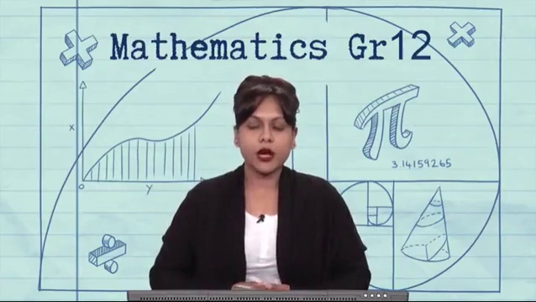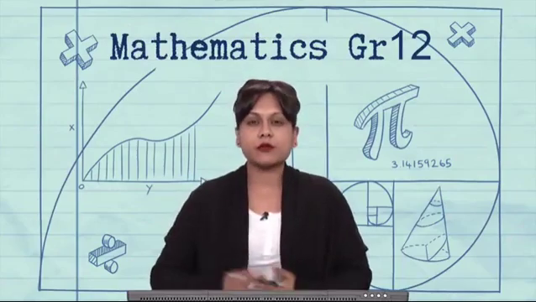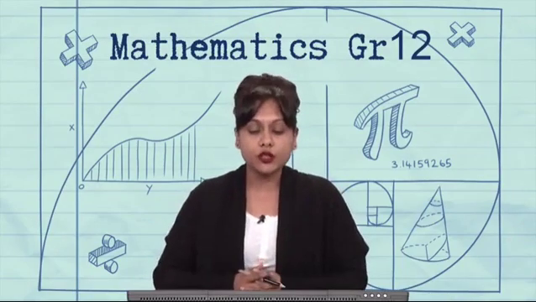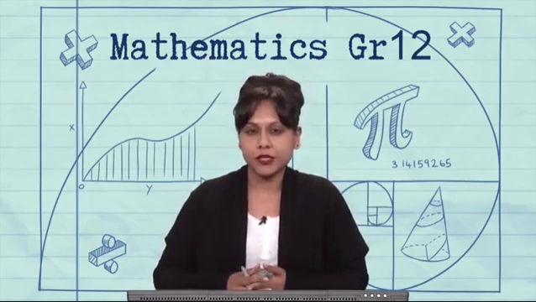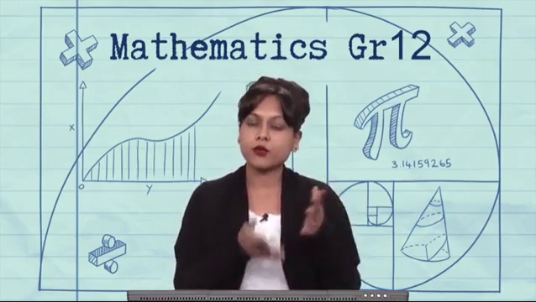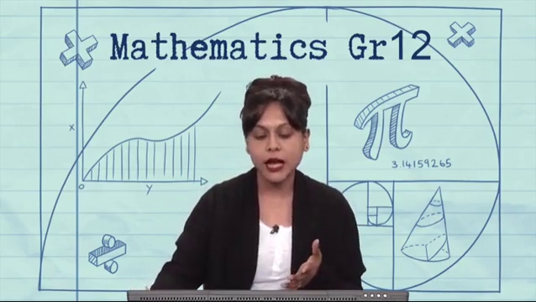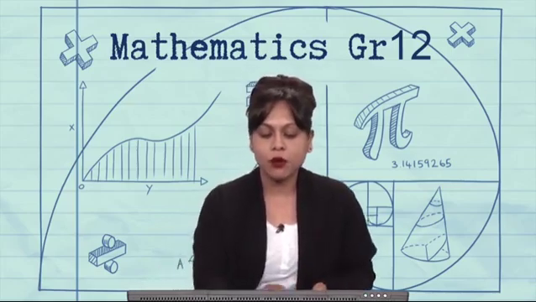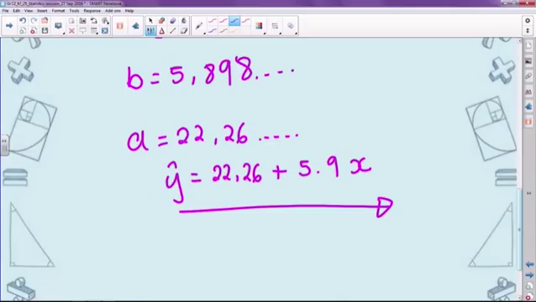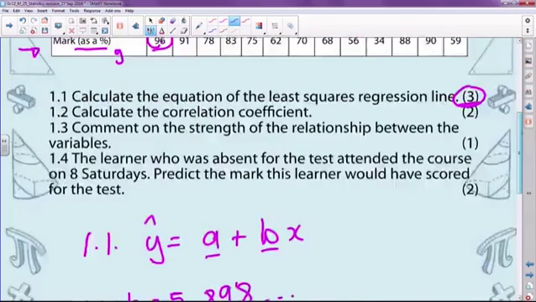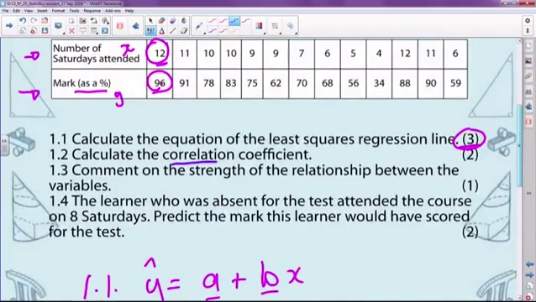Welcome back, guys, to our revision on statistics. We are still continuing with question 2 from the DBE Paper 2, June-July 2015. So before the break, we saw that our least squares regression line had the equation y hat is equal to 22,26 plus 5,9x.